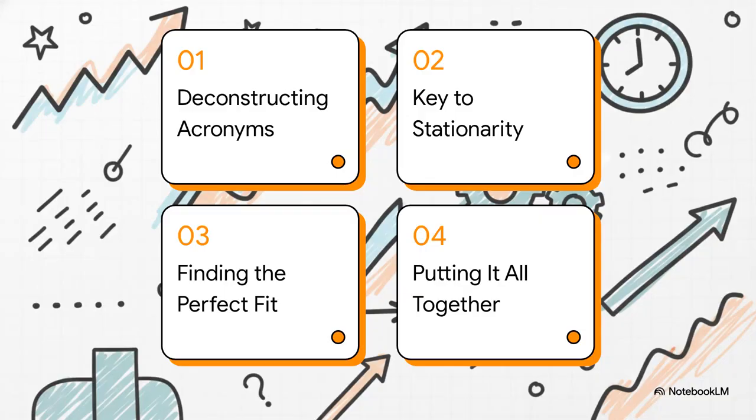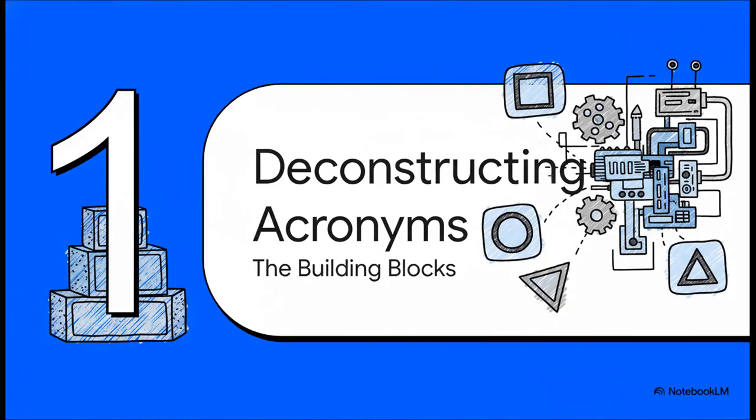So, here's our game plan for today. First, we're going to tear that acronym apart and look at its three core pieces. Then we'll tackle a really crucial concept called stationarity. After that, we'll figure out how analysts find the perfect model. And finally, we'll put all the pieces together and watch a forecast come to life. Ready? Let's dive in. Okay, so first things first, let's pop the hood on ARIMA.